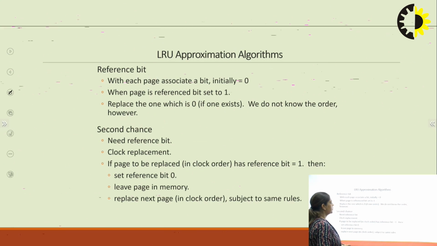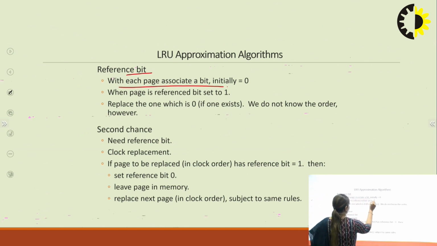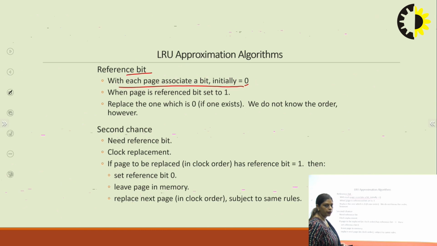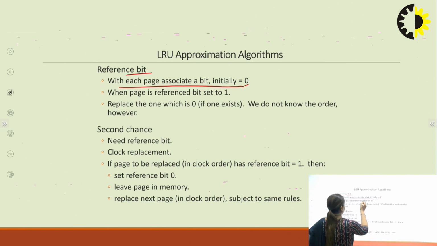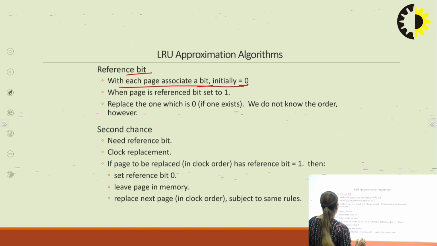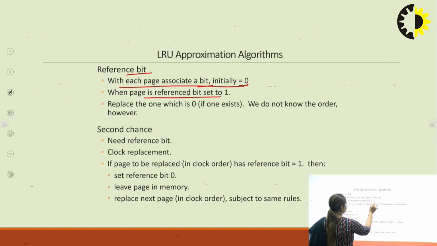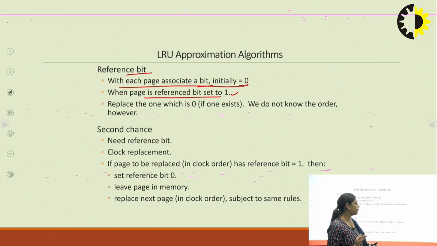Now the least recently used approximation algorithms, reference bit. With each page associate a bit, initially 0. Now what you have to do, we have a little extension to that particular algorithm. First we will associate one bit, the reference bit, to every page, right? When the page is referenced, the bit is set to 1. If we are referring to that page, we require that page, we will change the bit.